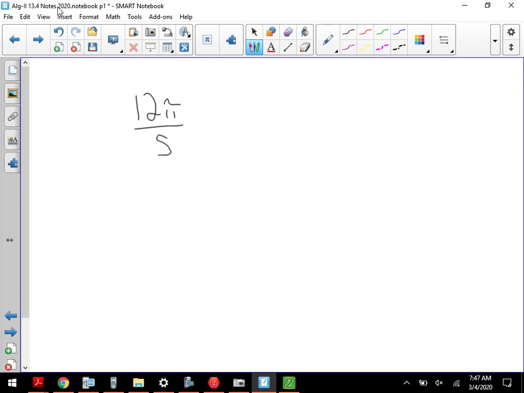This is the same thing as 2 and 2 pi over 5. Well, this is really easy to find the positive coterminal. It's 2 pi over 5, right? Because this would back out to 2 pi.